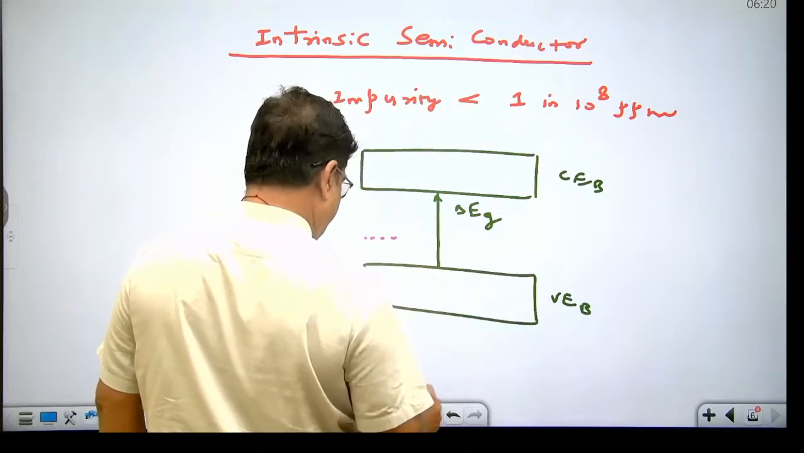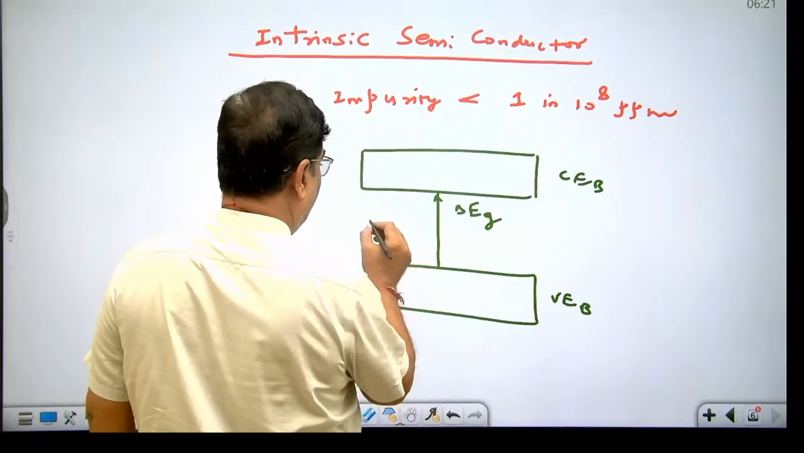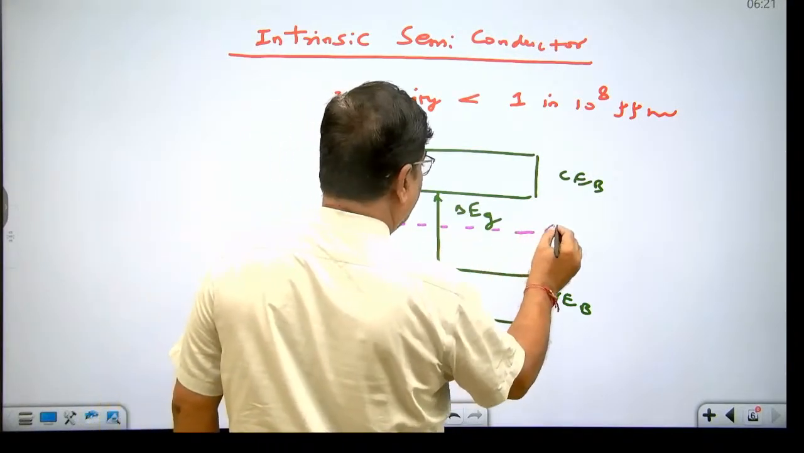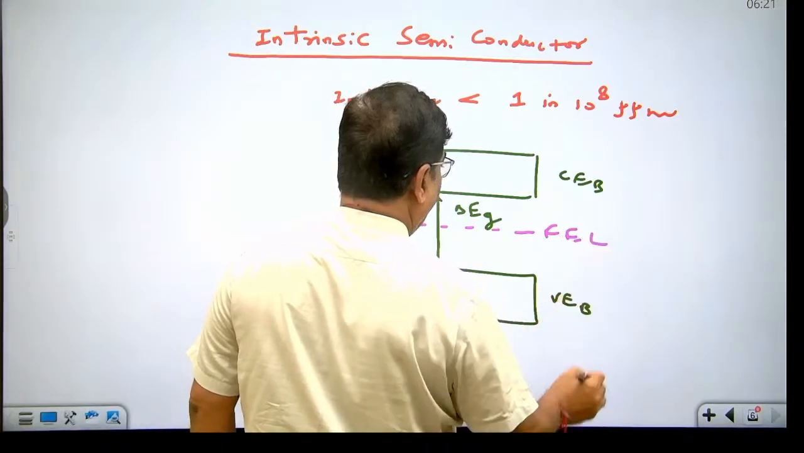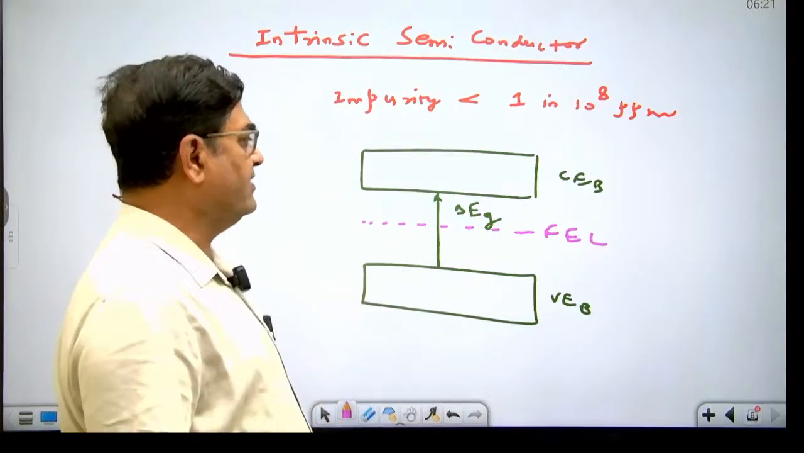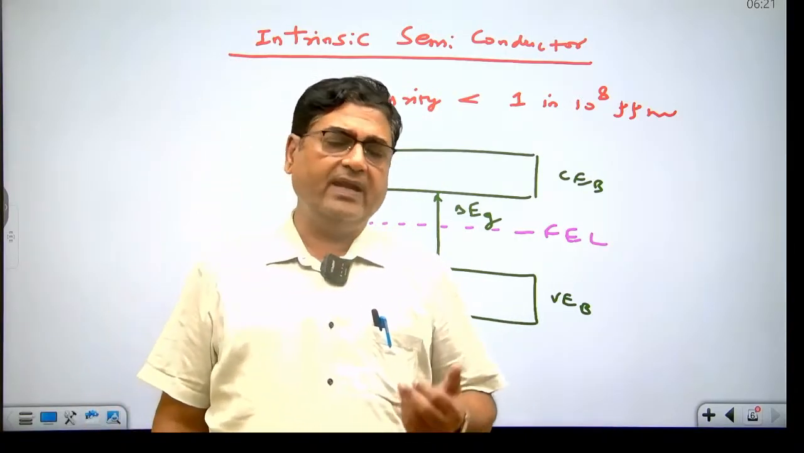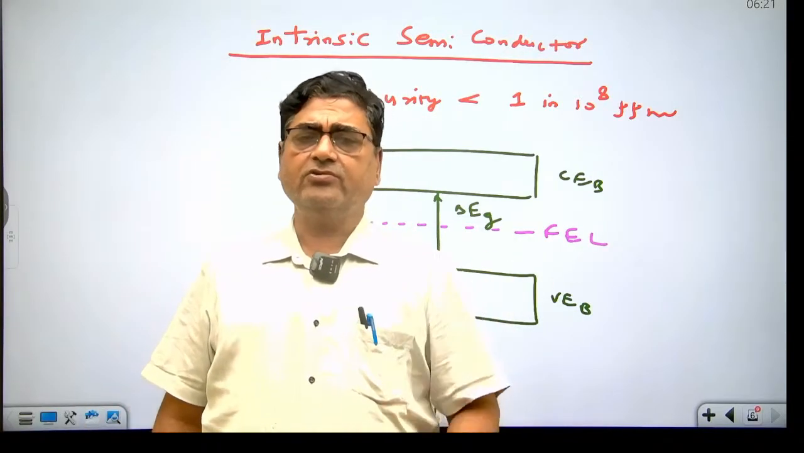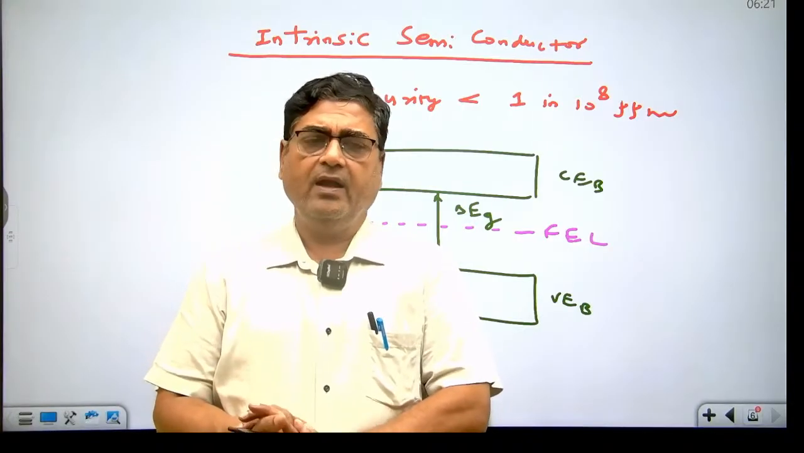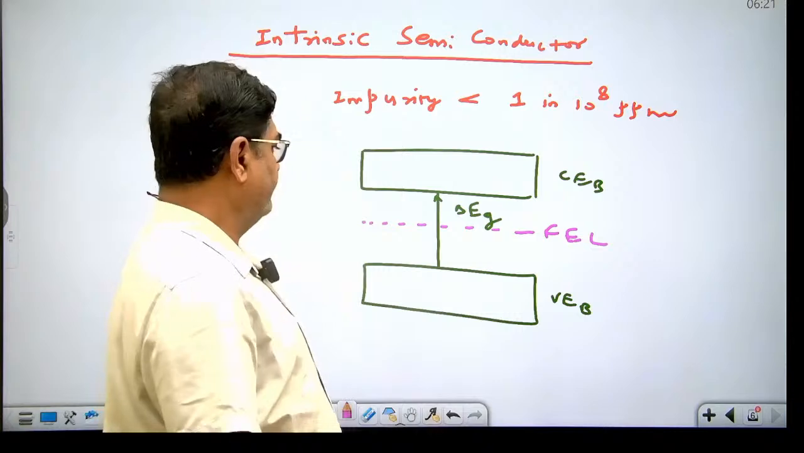The Fermi energy level is exactly at the midway of valency energy band and conduction energy band in case of intrinsic semiconductor. What is Fermi energy level? The energy level formed by the overlapping of energy levels formed by electrons at 0 Kelvin temperature. Up to Fermi energy level, the probability of finding the electron is 50%.